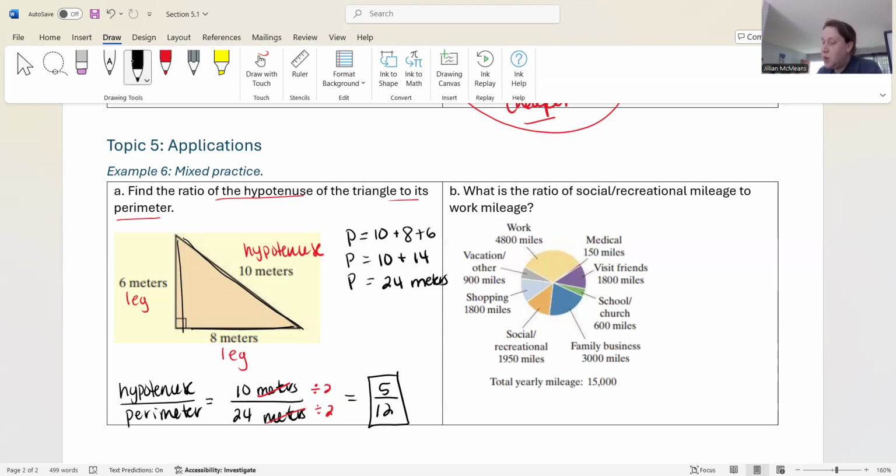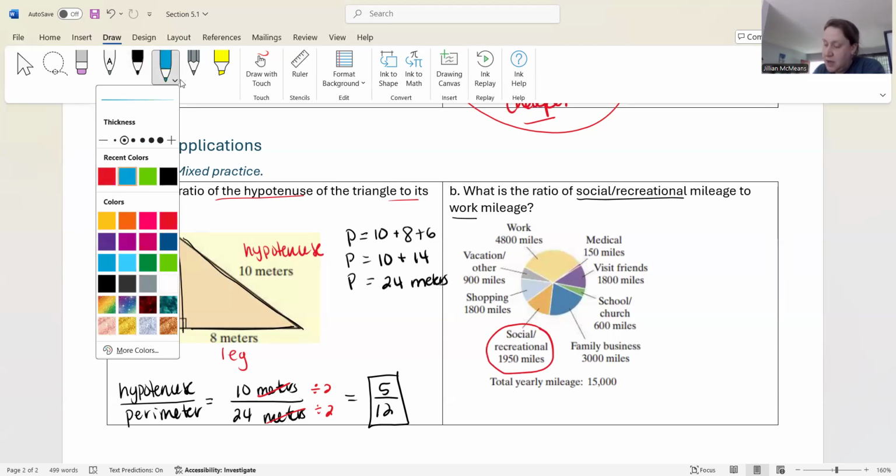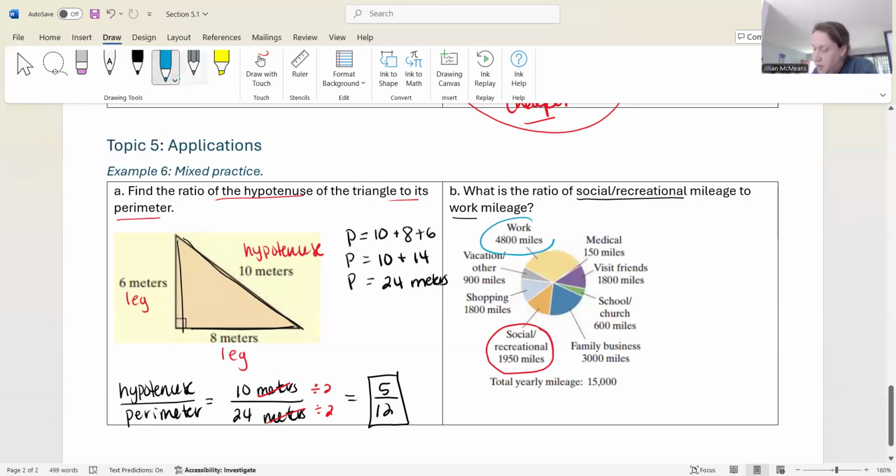All right, part B, it says, what is the ratio of the social and recreational mileage to the work mileage? So let's kind of process what's happening here. So we have all these different miles. I'm assuming this is something like where people added up the mileage they drove in the course of a year, maybe, and they broke it up into different categories. Well, let's say we look at social and recreational mileage. We'll circle it in red. And then we will circle work mileage maybe in blue. So work mileage is up here. So we're essentially comparing red to blue.